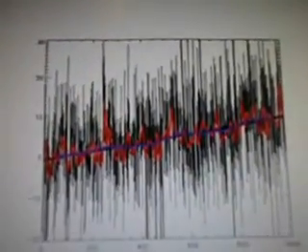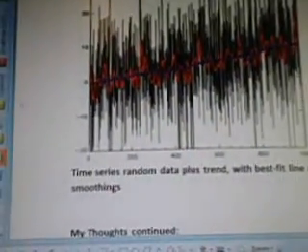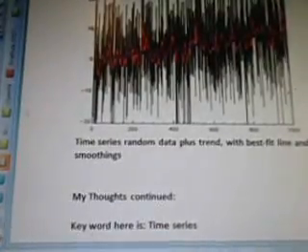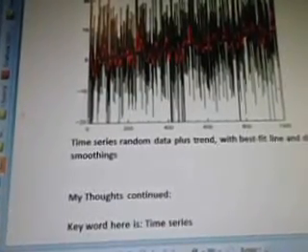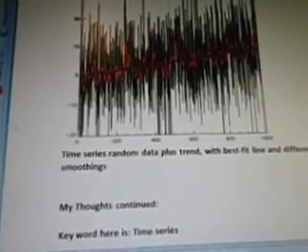My thoughts continued. Keywords from the data brought up this interesting graph that looks like a Higgs boson signal. Quote from Wiki: in a stochastic or random process, there is some indeterminacy. Even if the initial condition or starting point is known, there are several, often infinitely many directions in which the process may evolve. So there's the graph there I was looking at that reminds me of the Higgs signal. Time series random data plus trend with best fit line and different smoothings.